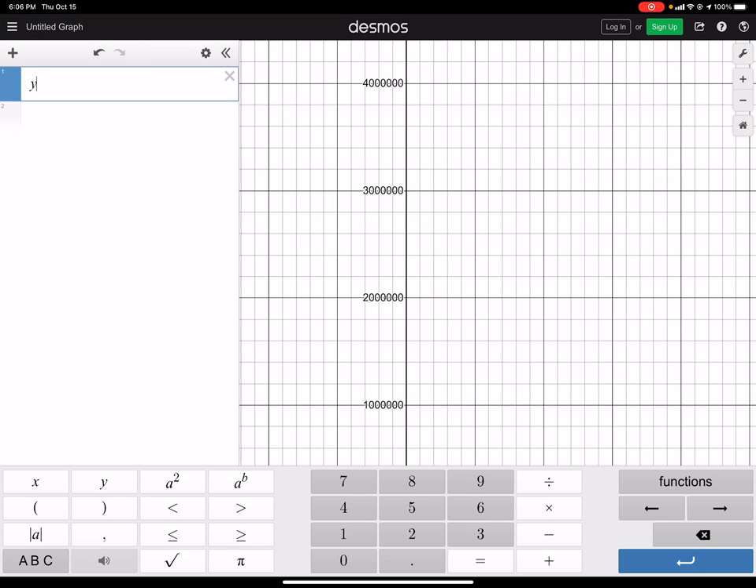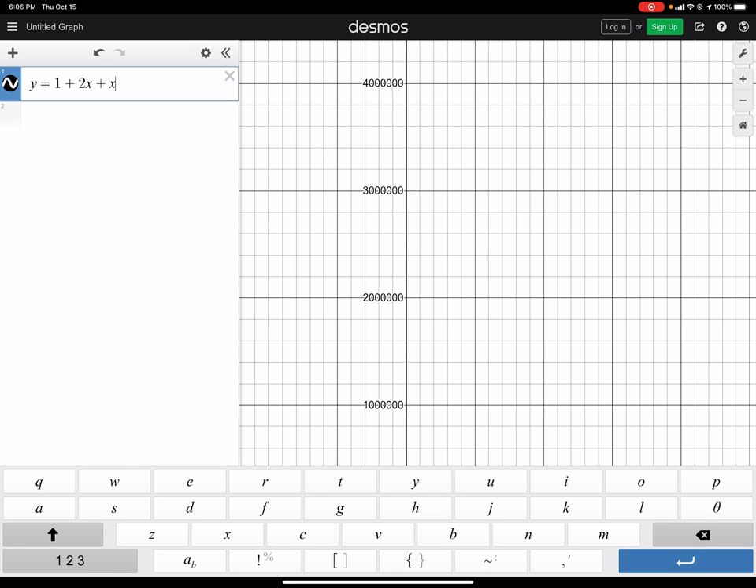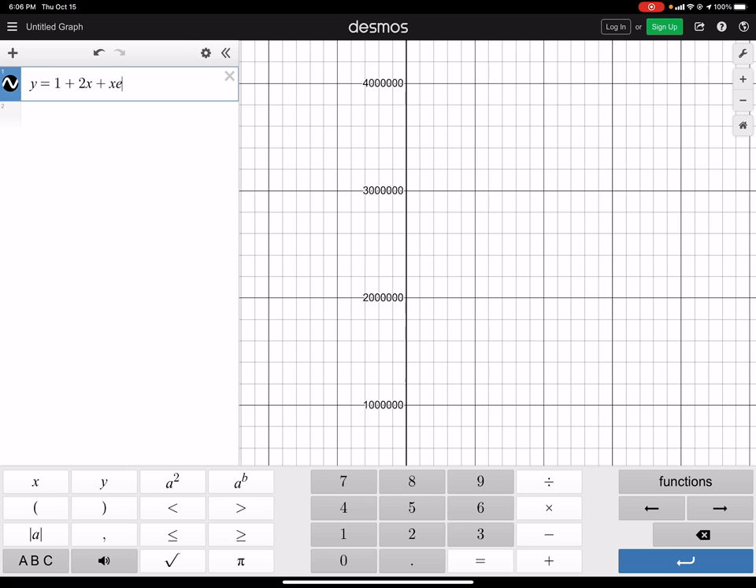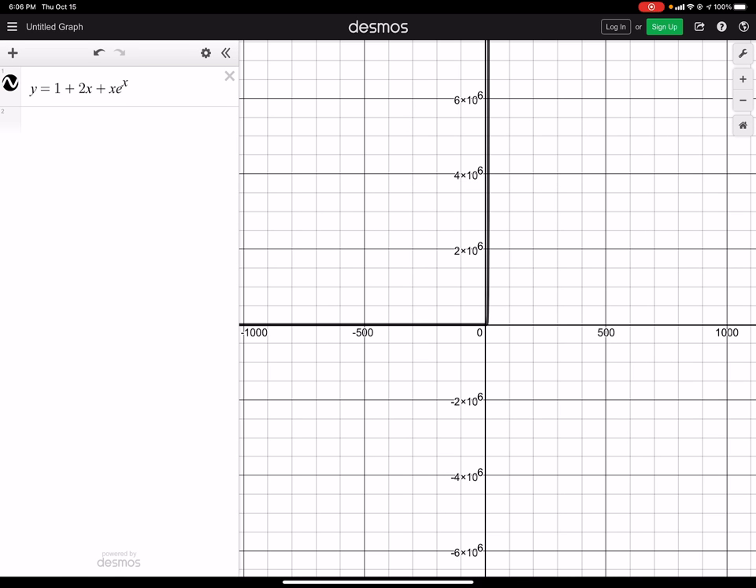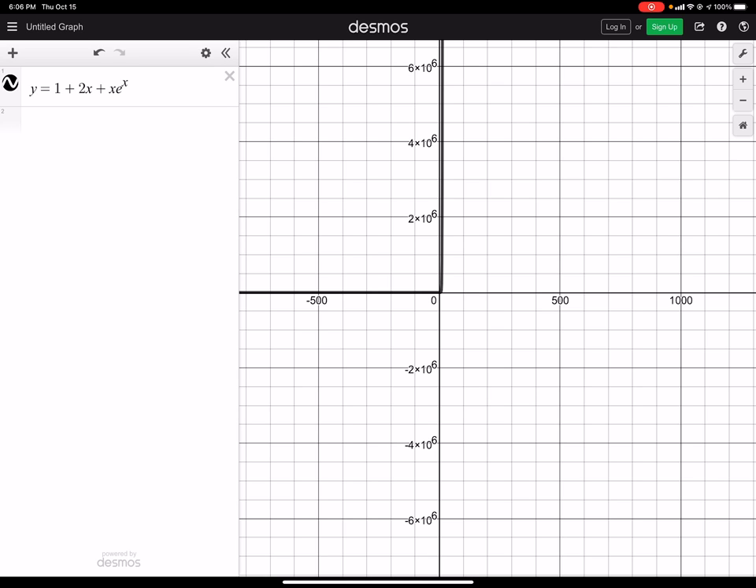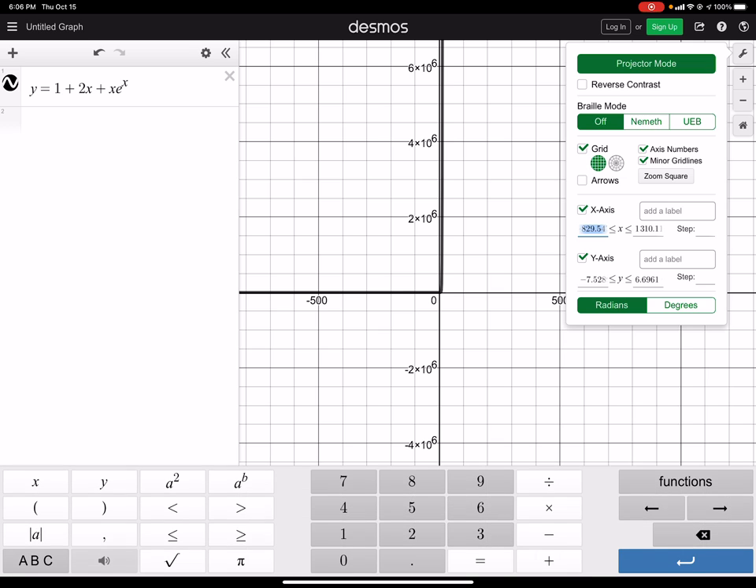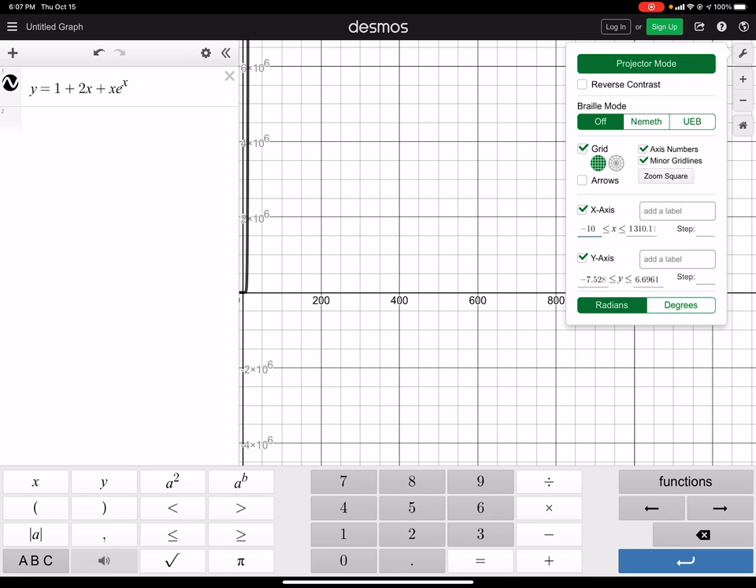It's going to be y equals 1 plus 2x plus x, and we have e raised to the x power. And if we look at this graph, wow, that's kind of crazy. Now, excuse me, the scales are way off here. If you look, my x, that's like 500 in each direction, or 1,000 to the right. So on the x, let me go negative 10 to 10 and see what that does for me.